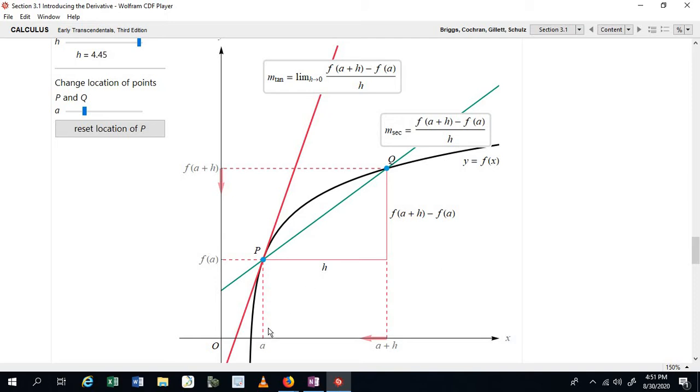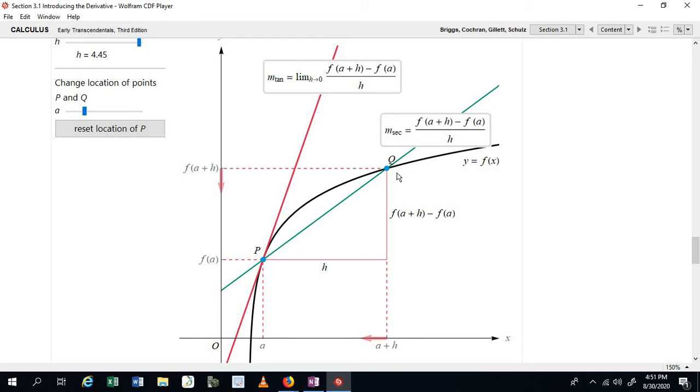Now, in order to find the average rate of change between these 2 points, we're going to draw a line between these 2 points. And whatever the slope of that line is, is the average rate of change in the function between those 2 points. Notice this point right here is located at the ordered pair a comma f of a, and this ordered pair over here is at a plus h comma f evaluated at a plus h.